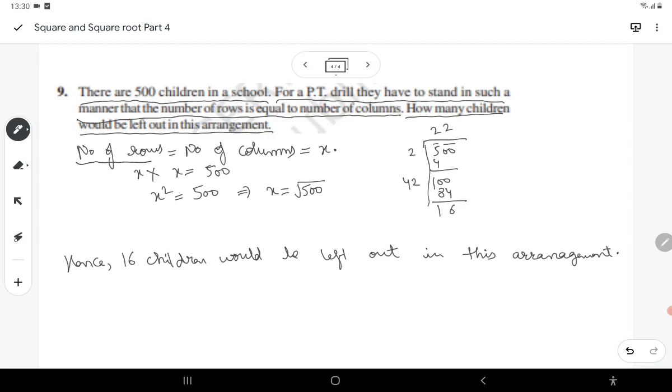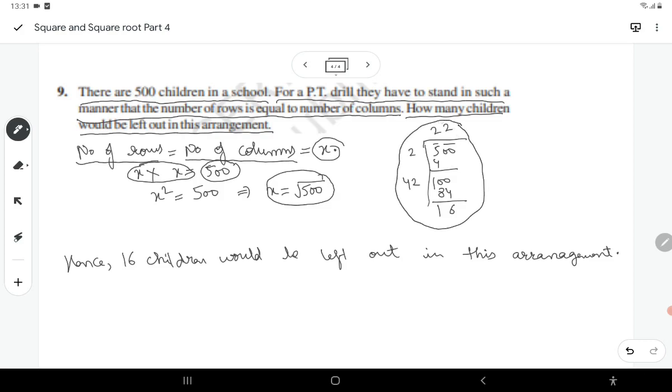So let the number of rows, which we know is equal to the number of columns, be equal to X. So X square would be equal to 500 and X would be equal to square root of 500. So on using the division method, we get the square root of 500 with the remainder as 16. Hence 16 children would be left out in this arrangement.